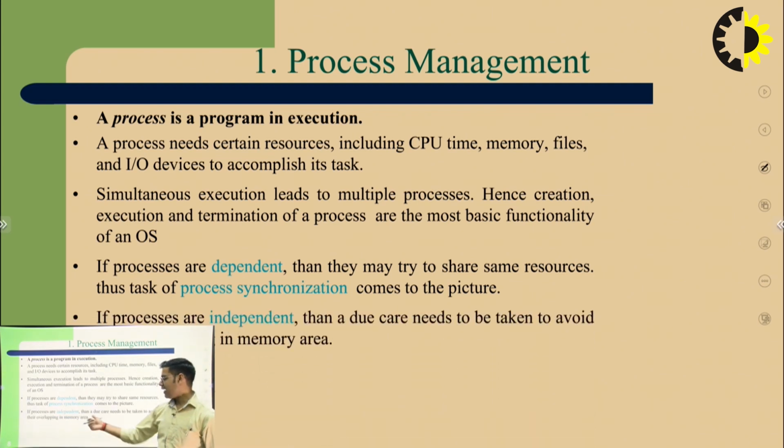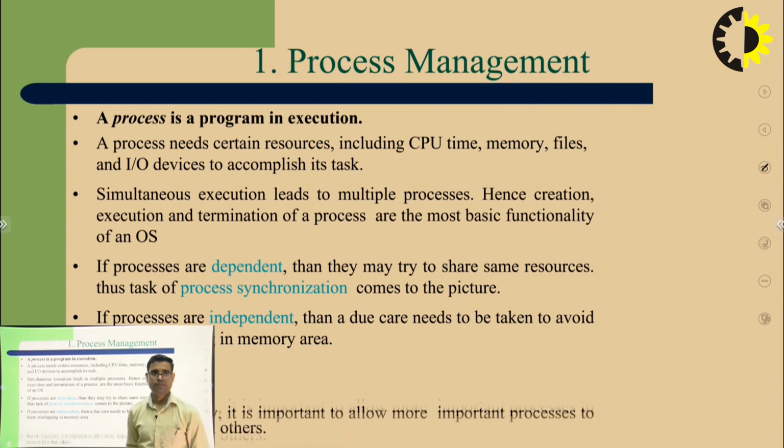If processes are independent, then due care needs to be taken to avoid their overlapping in memory, because we have a limited memory. It is not possible to contain all processes in RAM, because RAM has limited space. So it is the responsibility of the operating system to manage efficiently how the processes are executed one by one and get their resources.